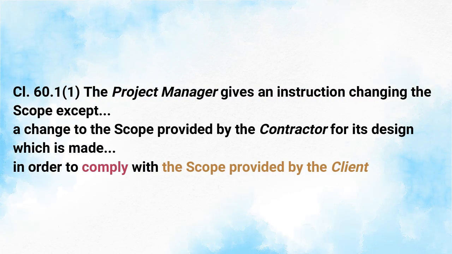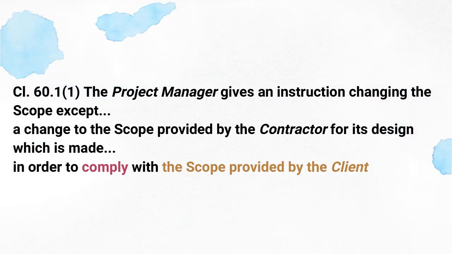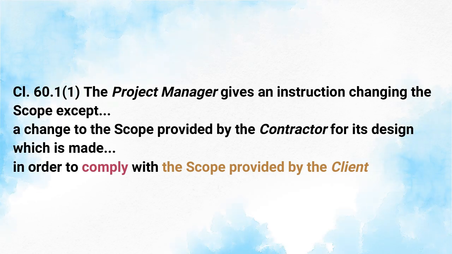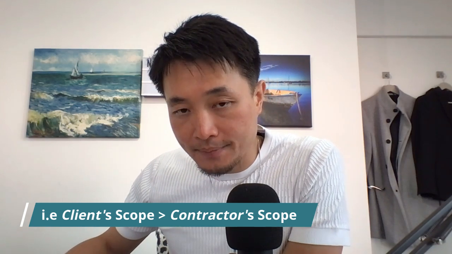So certainly a scope has got a certain part called the scope provided by the contractor for its design. Let me read on. Which is made at the contractor's request or in order to comply with the scope provided by the client. So we have a scope provided by the contractor for its design and a scope provided by the client. And here it says the scope provided by the contractor for its design has to comply with the scope provided by the client.